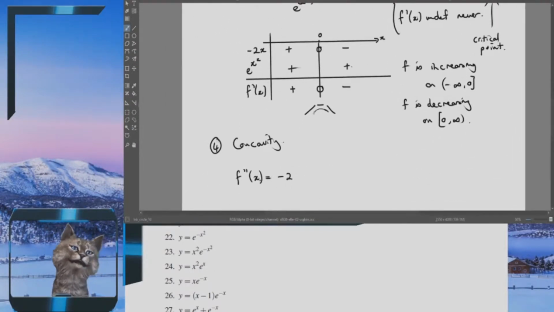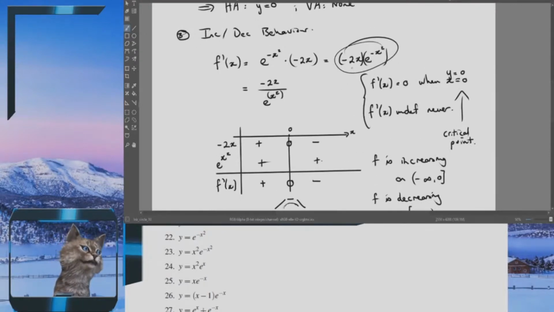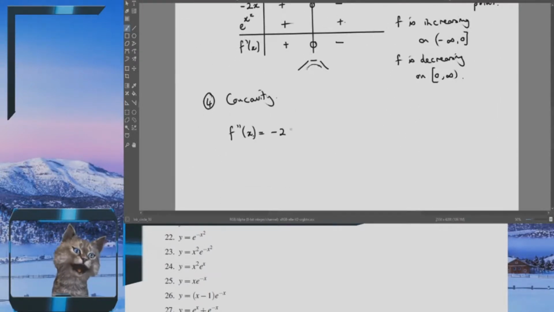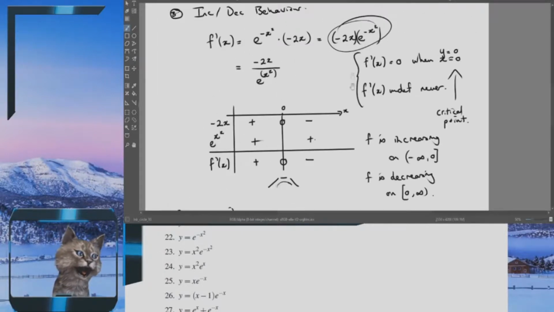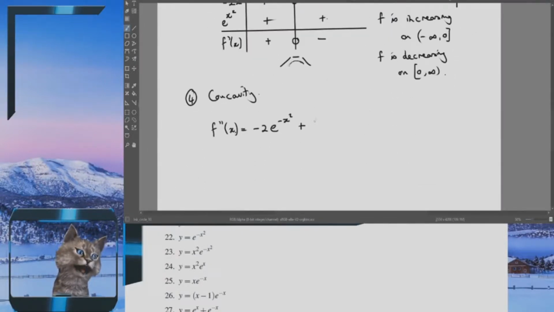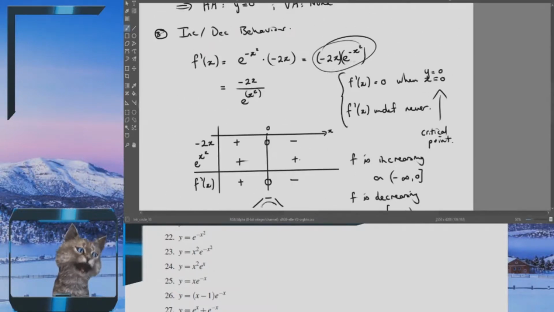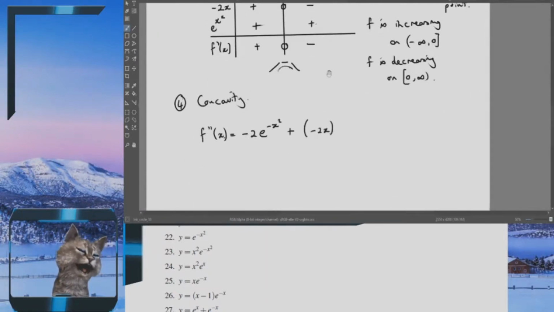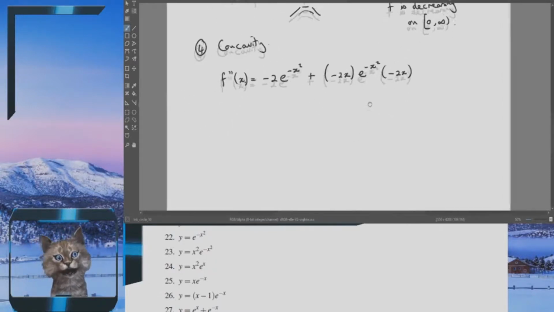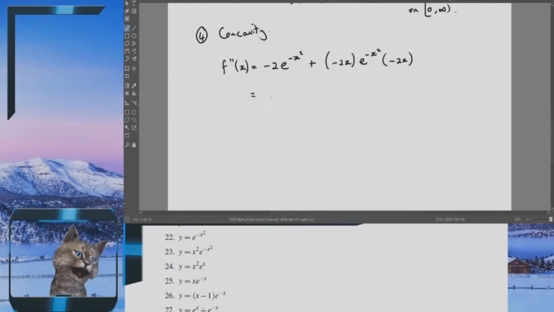Derivative of the first, negative 2, times the second, e to the negative x squared, plus the first, which is negative 2x, times the derivative of the second, which is e to the something, times the derivative of the something. So it requires a little bit of cleanup here.